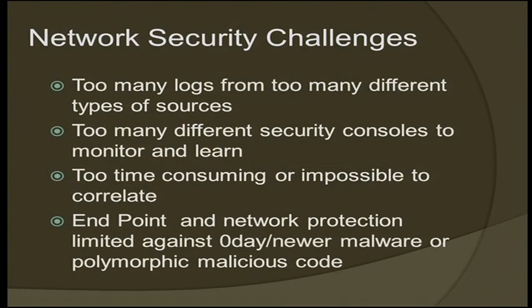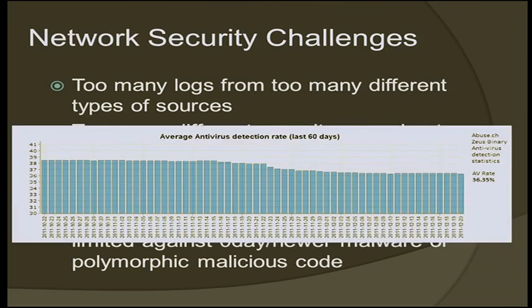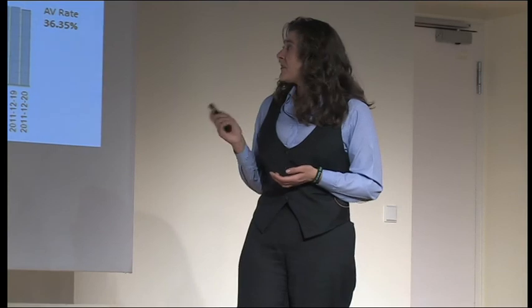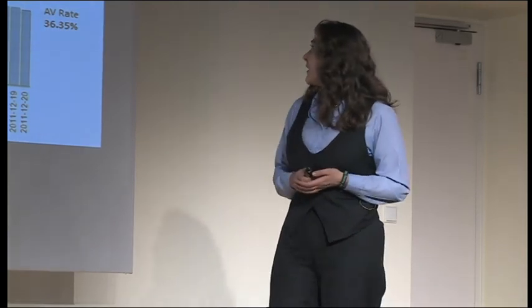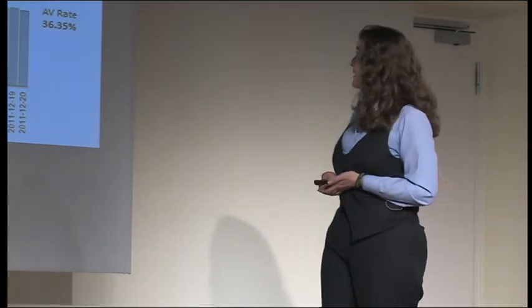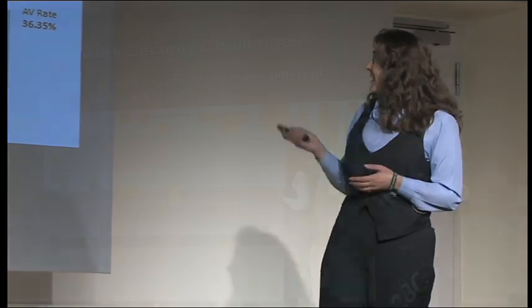In addition to that, with polymorphic and metamorphic code, you end up relying on your weakest link. For example, antivirus effective rates. This is from abuse.ch out of Switzerland. And they track the antivirus effective rates for the Zeus polymorphic binary. As of 9 days ago, the effective AV rate was only 36.35%. So that means that your antivirus is actually failing more often than it is detecting this.